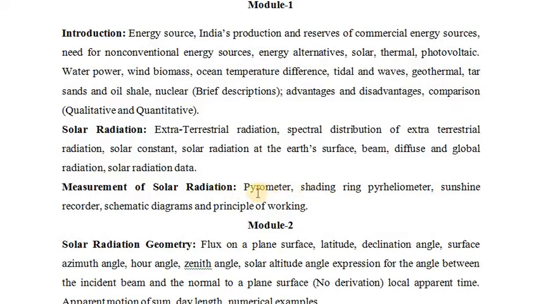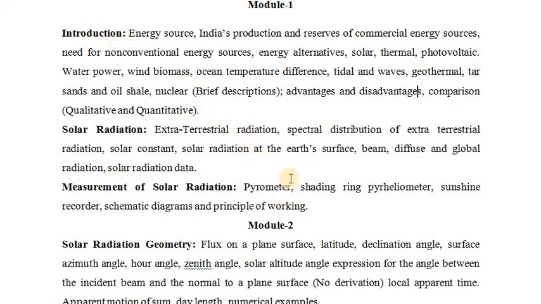Using some instruments, that is the pyranometer, a shading ring pyranometer, and the sunshine recorder, with schematic diagram and principle of working. You're going to study some equipment which is used to measure the solar radiation. So this is about module 1. From module 1, you are going to get 2 questions of 20 marks each, and you can attend any one question.